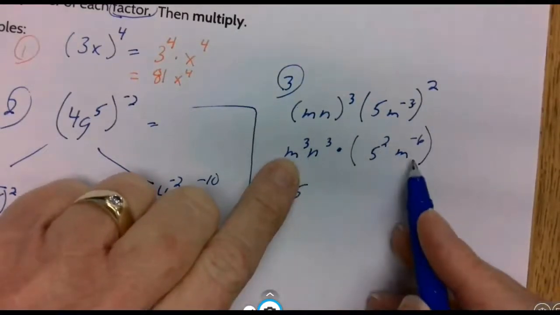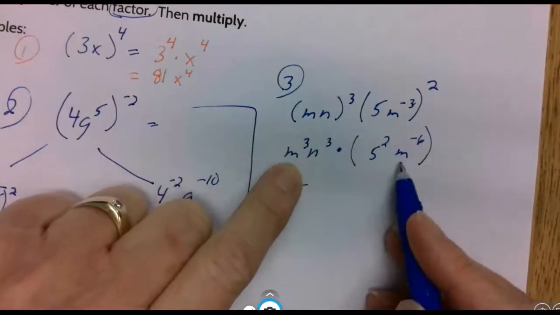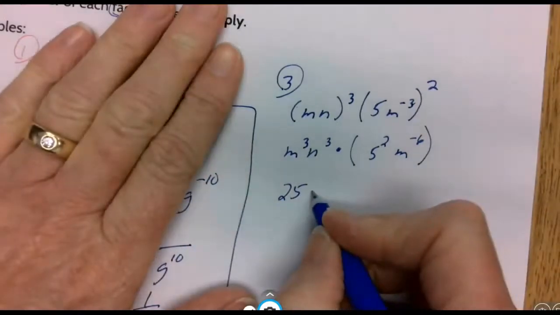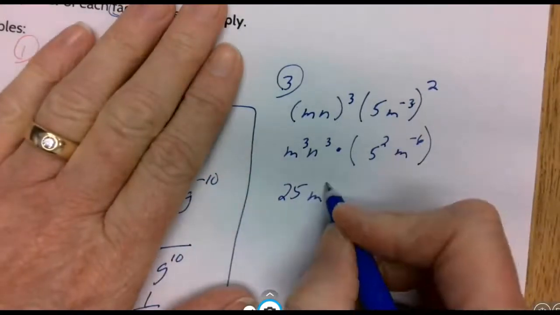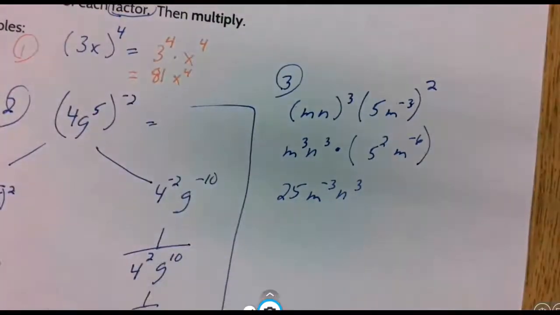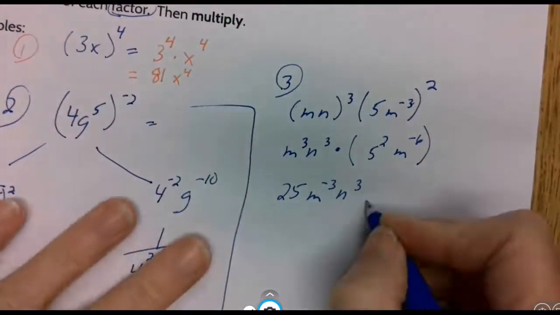M to the third and m to the negative 6 can be multiplied together. And because I'm multiplying, I can add my exponents, so I get m to the 3 plus negative 6, which is negative 3, n to the third. I have a negative exponent. I cannot leave that there.